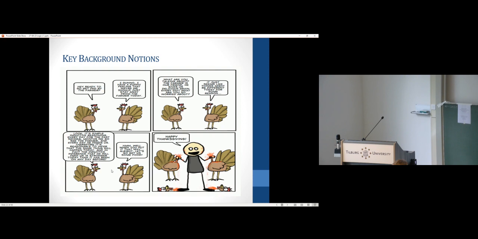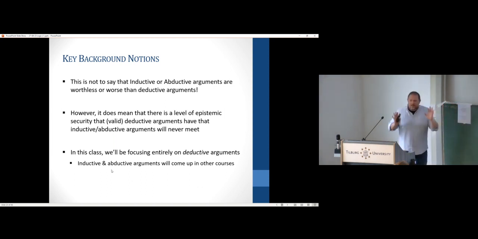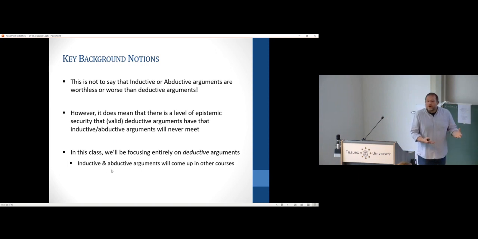So one upshot of this is, of course, meat is murder, go vegan, right? But the other thing to note is that good inductive arguments don't necessarily guarantee their conclusion. Right? It's just a different type of thing. This isn't to say that these types of arguments are worthless or bad or less valuable, just they do different kinds of work.